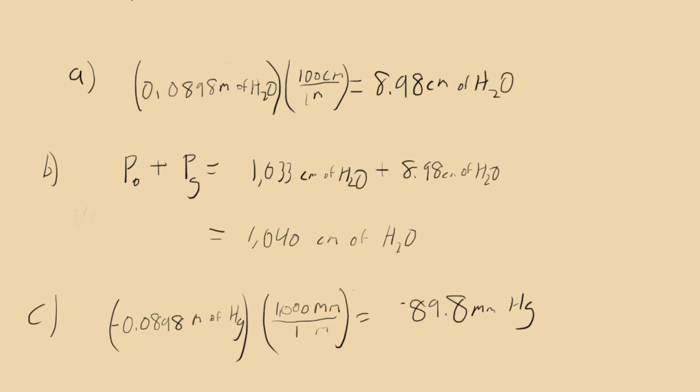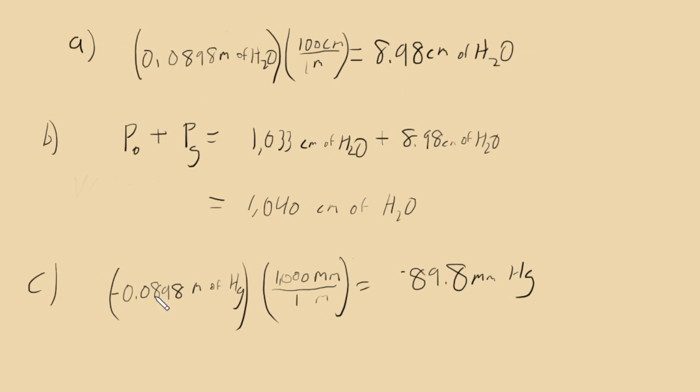And so on the next one, letter C, we have a negative pressure. Our change in height is going the opposite direction because it's a vacuum pulling. So we're going to have a negative for our height. This time it's asking for millimeters of mercury instead of centimeters of water. So we just do the same thing, only we're considering mercury in millimeters this time. So we multiply by 1,000 because there's 1,000 millimeters in 1 meter. We're getting the right units then, and that just turns out to be negative 89.8 millimeters of mercury.